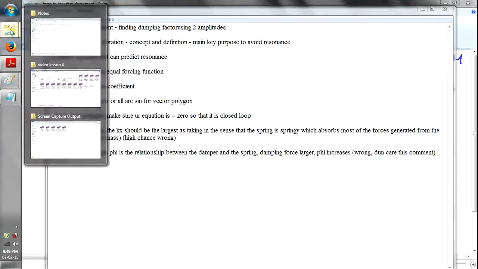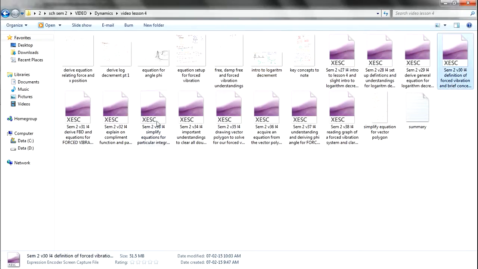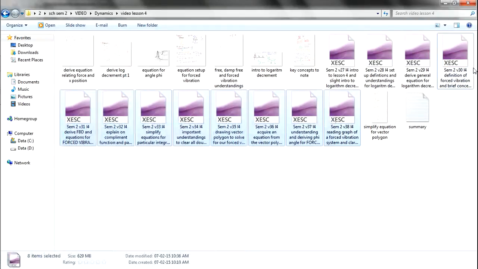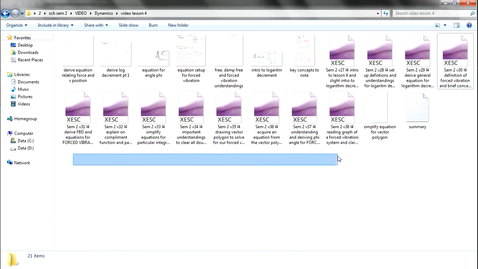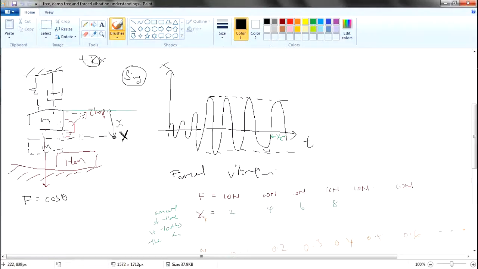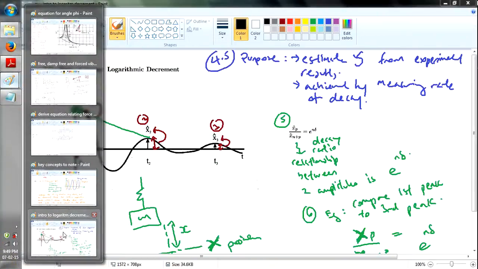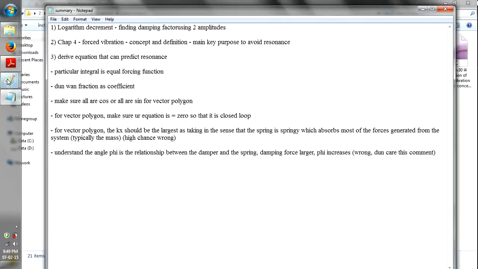For lesson 4, I just want you to take note that after logarithmic decrement, once forced vibration starts, in so many videos we have a lot of mistakes. Not a lot, but when we are talking about the analogy of this forcing function, part of the things aren't correct. They are mixed with some correct stuff but also with a lot of incorrect stuff. So I just want to make that clear first.